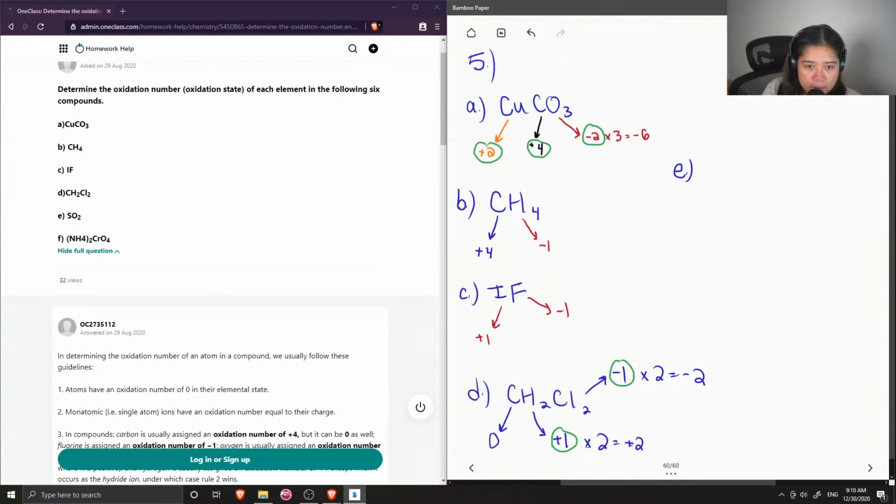Okay, on to E. We have sulfur dioxide. So again, oxygen typically has an oxidation number of -2. I'm going to circle that. There are 2 atoms of oxygen. So overall, it gives off a -4 charge. And to balance this out, the 1 sulfur atom should be +4.